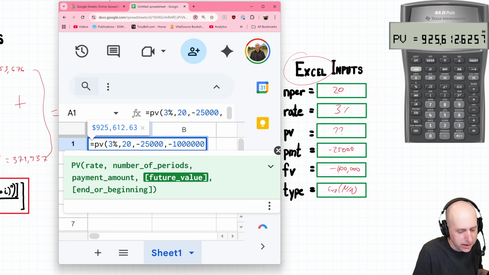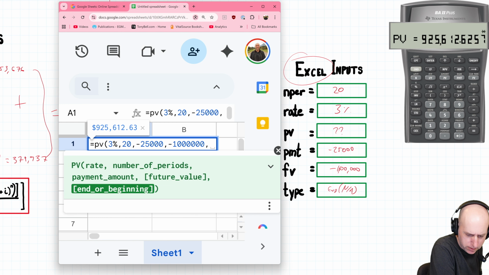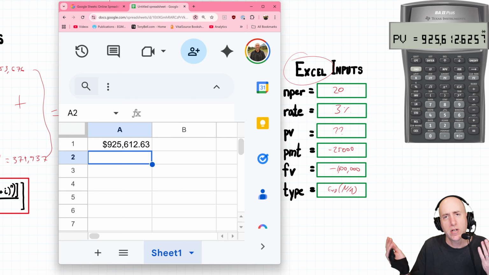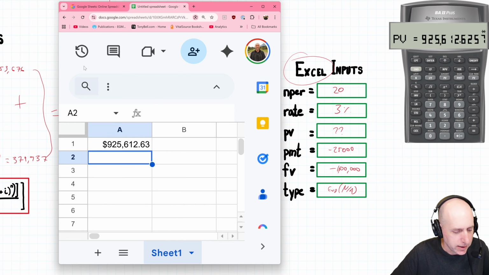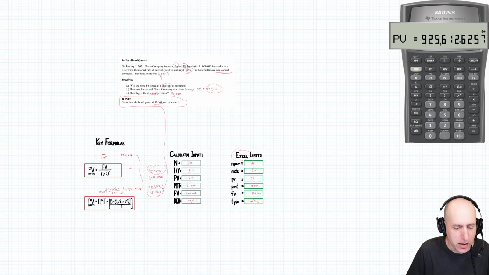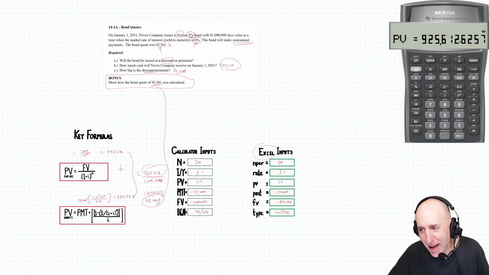And then I can close. It says end or beginning. I mean, it's end, but that's the default. I wonder if that works. If I just type end, usually it's 0 or 1. See what happens. There we go. And you can just leave it blank, though. You don't even have to put 0 on. 925,612.63. 925,613. Yes, indeed. We knew it was going to give the same answer because the math is the math, and we've solved the math.